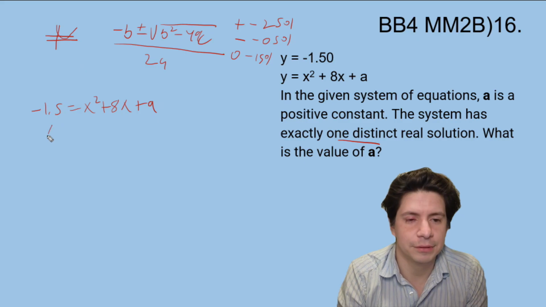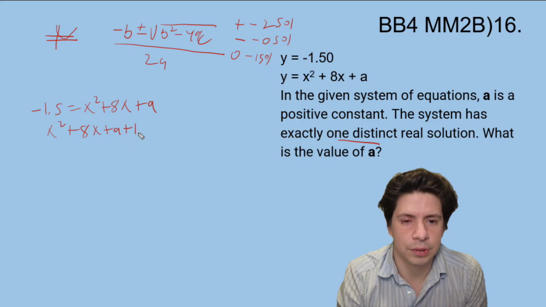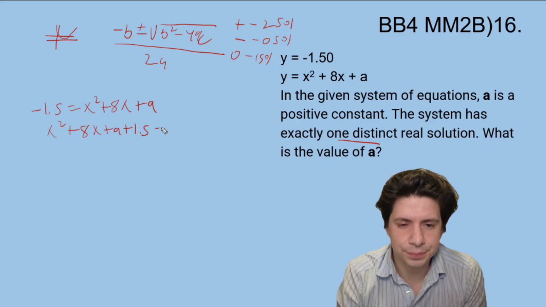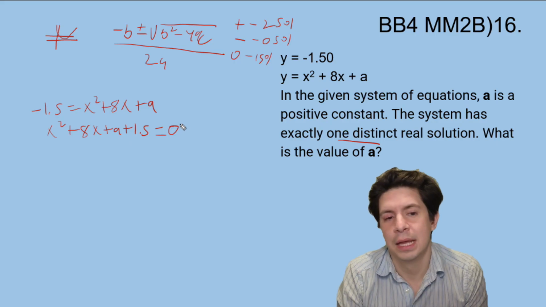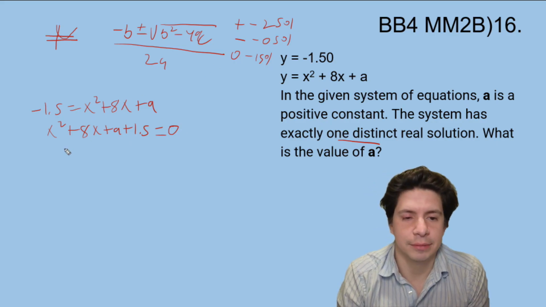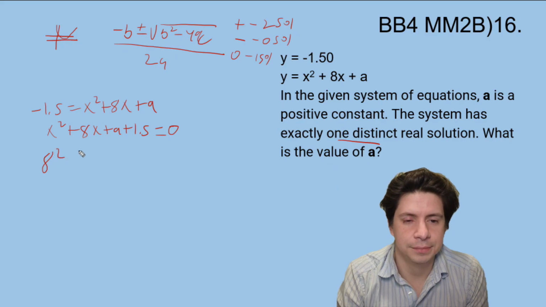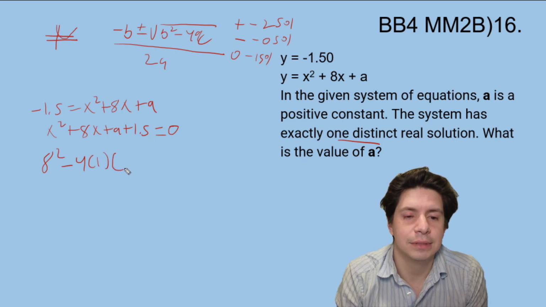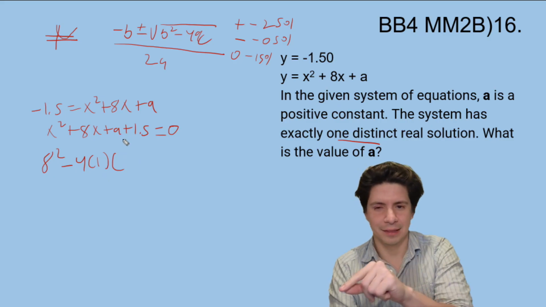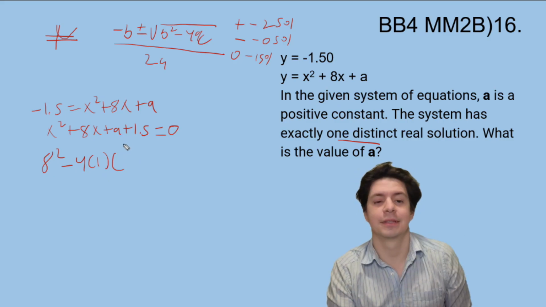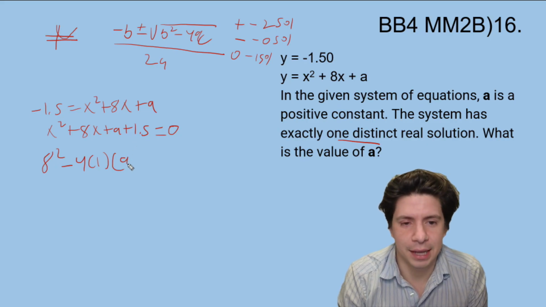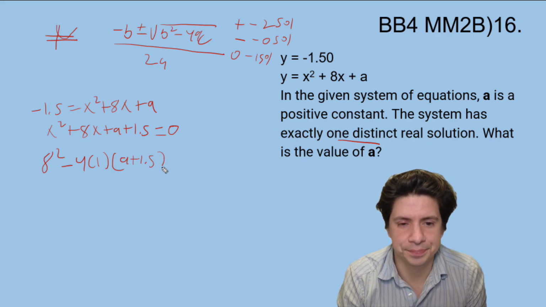We're going to add the 1.5, so we're going to get x squared plus 8x plus a plus 1.5 equals 0. And then, so what is the b squared going to be? B squared is going to be 8 squared minus 4 times 1, right? Because a is 1, times, and they're kind of tricking us here because a in the question is different from the a we think of in the standard form of a quadratic, but there's going to be a plus 1.5, that's c, has to be equal to 0.